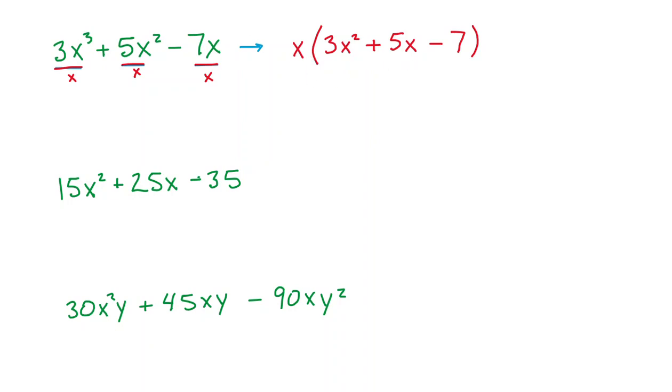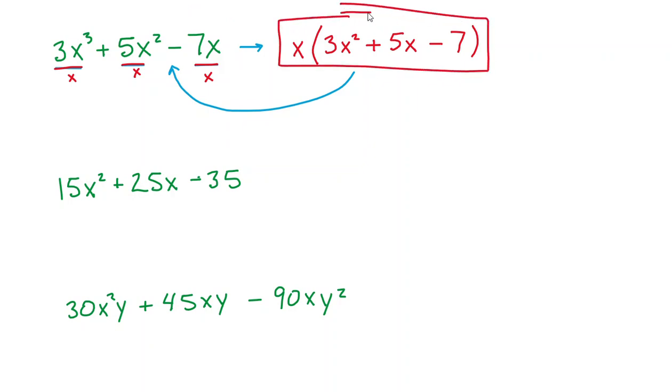And it is indeed true that if you were to multiply x times 3x squared plus 5x minus 7, you would get back to the original problem. And it's always helpful to try that out when you're first beginning this. But keep in mind that that's just the check, and the answer is this. These are the factors. Okay, let's try that again.